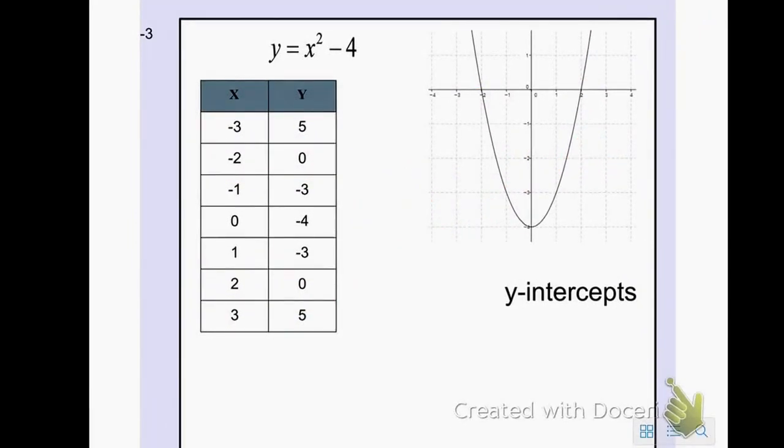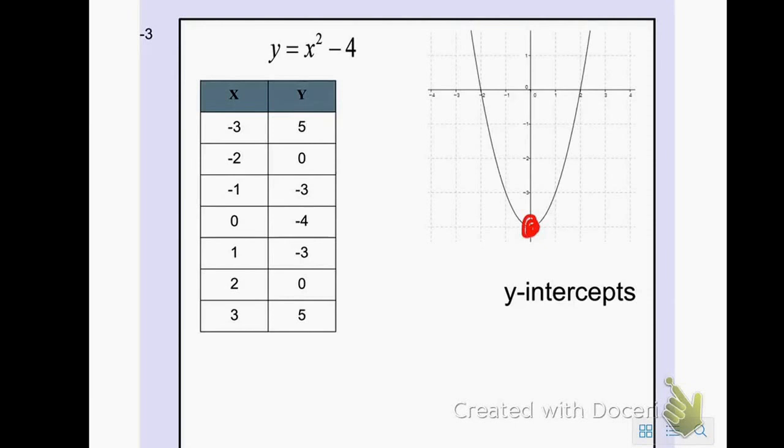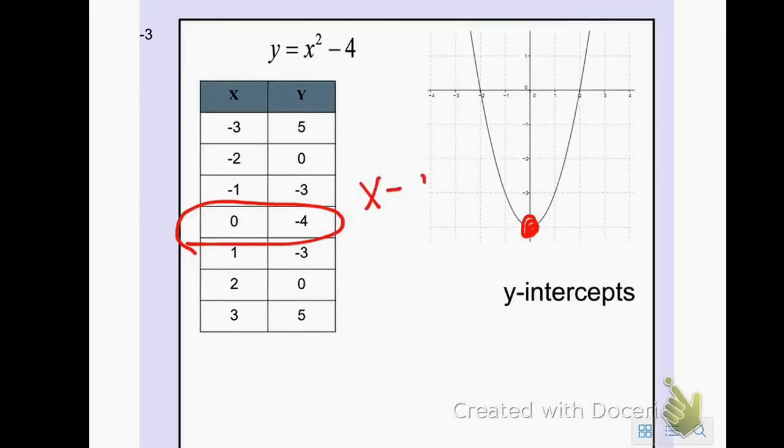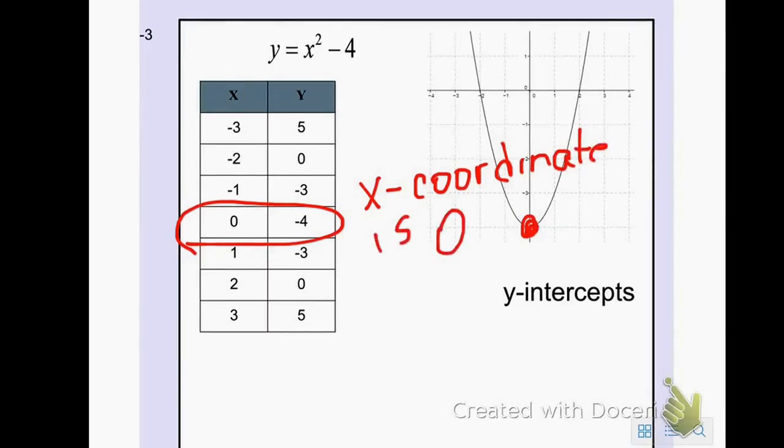The next key feature we want to identify is the y-intercept. Now we know that the y-intercept is the point where the graph crosses the y-axis. So in this case, it would be at -4. If I find the corresponding point in my table, that would be (0, -4). My y-intercept always has an x-coordinate of 0. So if you simply look for the x-coordinate that's 0, then you can find your y-intercept. So the x-coordinate will be 0 for the y-intercept.